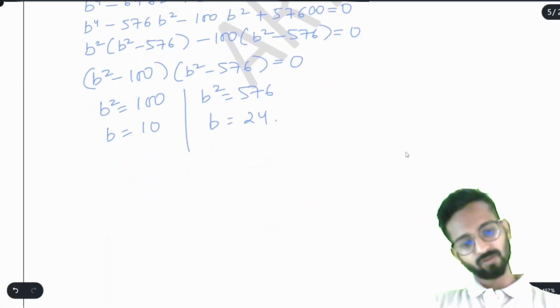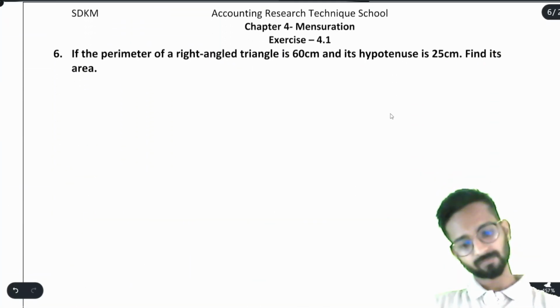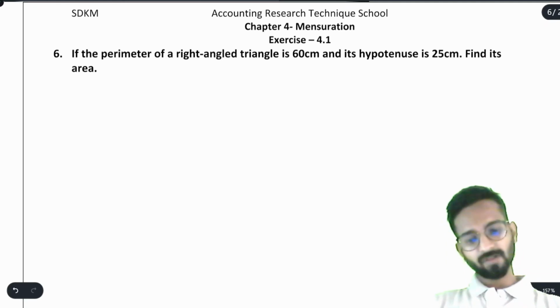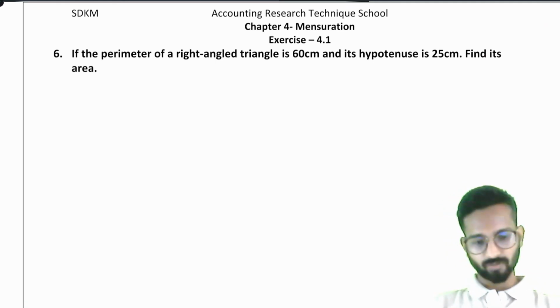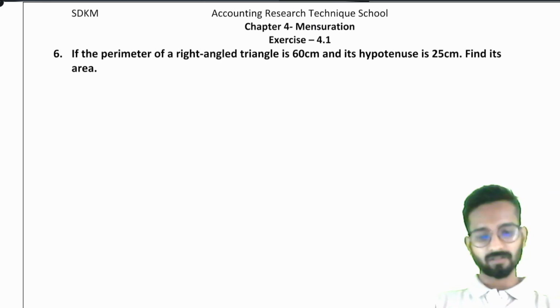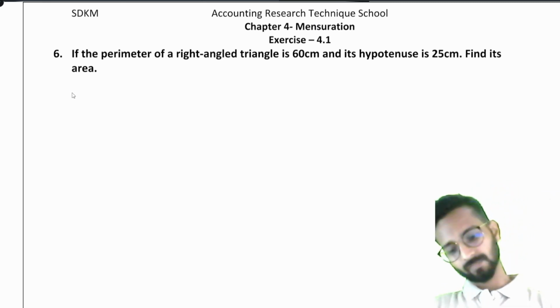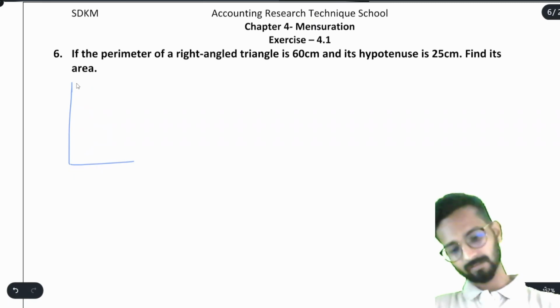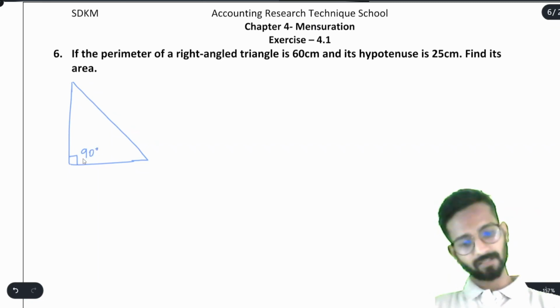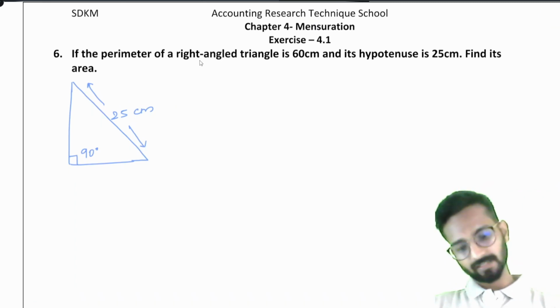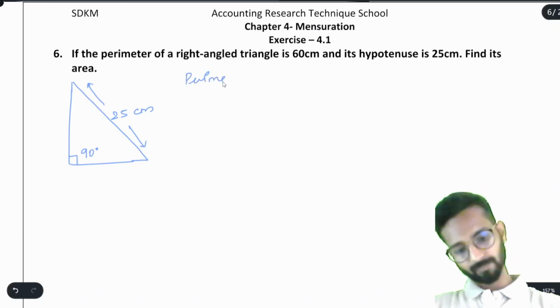Now we'll do question number 6 here. Check. If the perimeter of a right angle triangle is 60 centimeter, and its hypotenuse is 25 centimeter, find its base. See, right angle triangle, I can say this is the right angle triangle, 90 degree, perimeter is 60 centimeter, hypotenuse is 25 centimeter. I can say here that perimeter is equal to 60 centimeter.